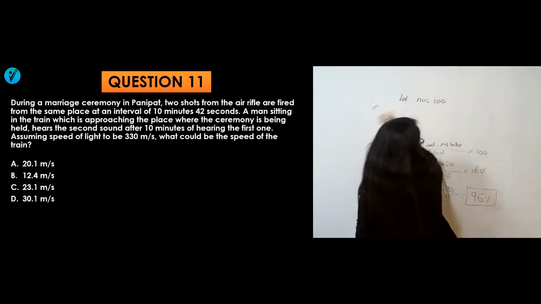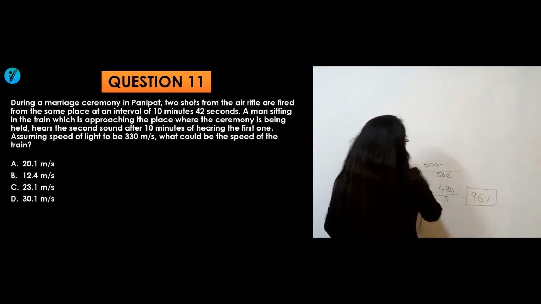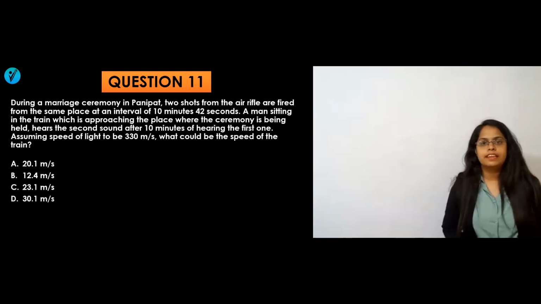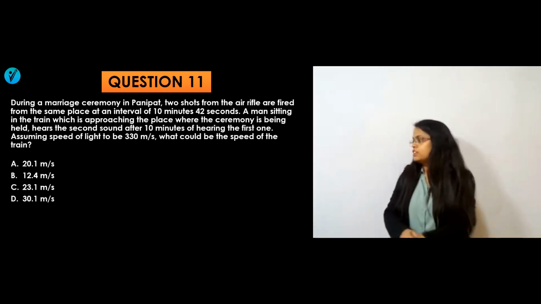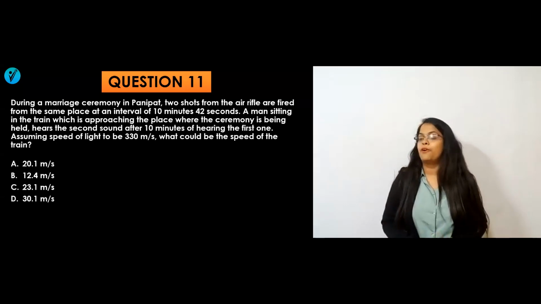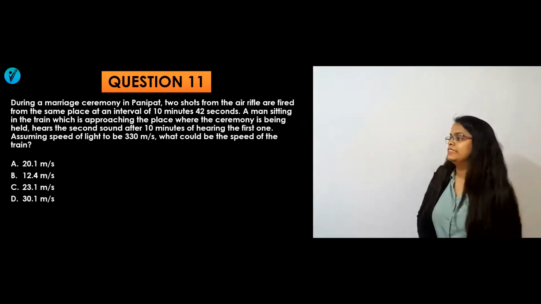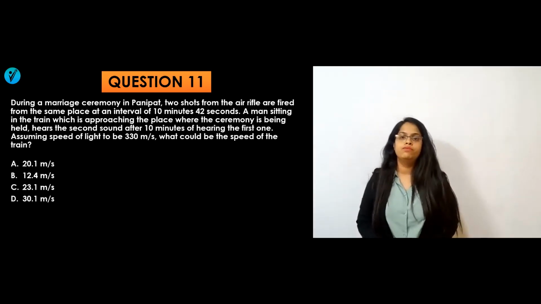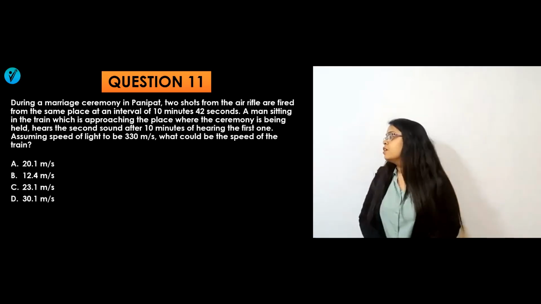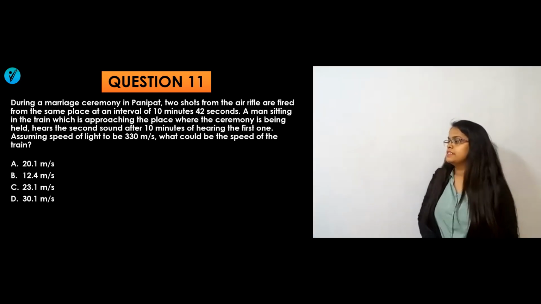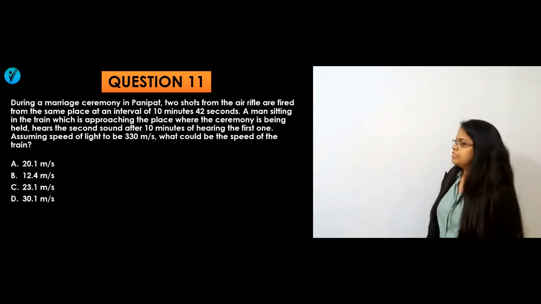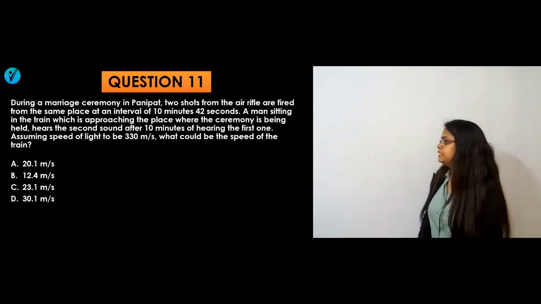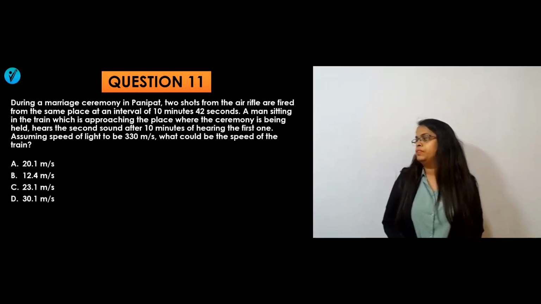Question number 11 here. What are they saying in this question? During a marriage ceremony in Panipat, 2 shots from the air rifle are fired from the same place at an interval of 10 minutes 42 seconds. A man sitting in the train which is approaching the place where the ceremony is being held hears the second sound after 10 minutes of hearing the first one. Assuming speed of the sound to be 330 meter per second, then what could be the speed of the train?